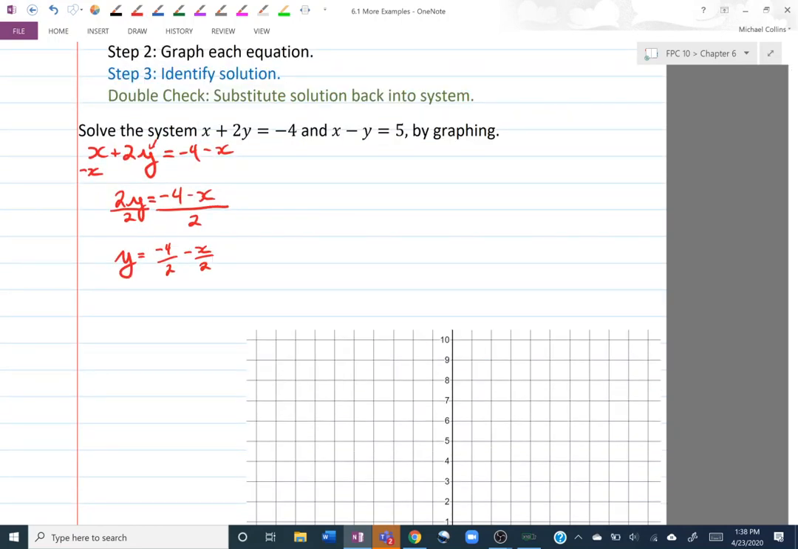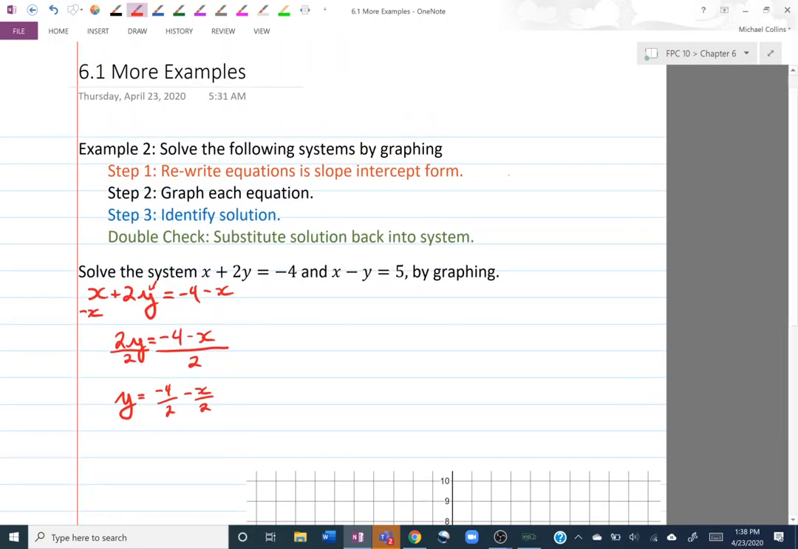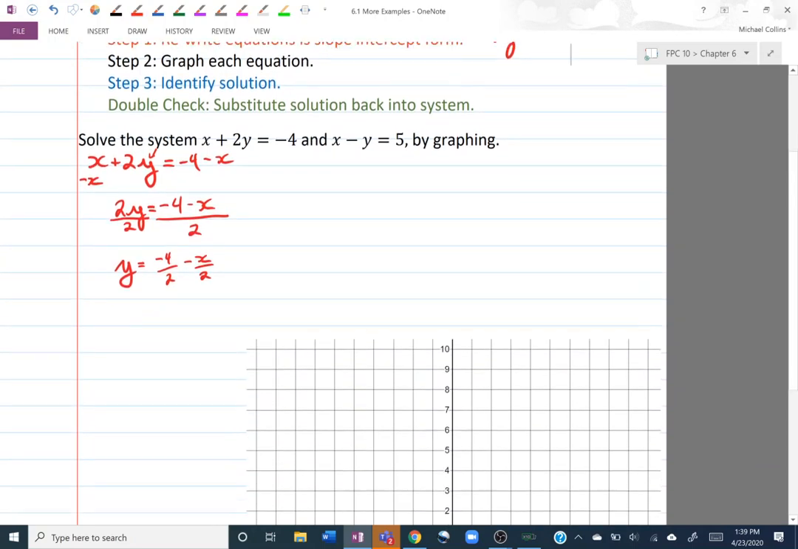And just so it looks more like slope-intercept form, maybe I write that up here in red, y is equal to mx plus b. I want my x term to be first, and negative x over 2 is the same as negative a half x. Notice how if I multiply that back out, I end up with the exact same thing. So y is equal to negative a half x. Negative 4 over 2 is a minus 2. So that's one of them.